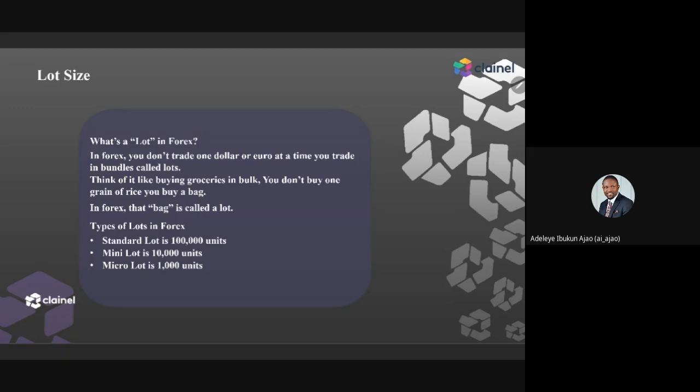I don't know why MetaTrader 5 is not working right now. I would have loved to show you what I mean by go long or go short, or buy and sell.